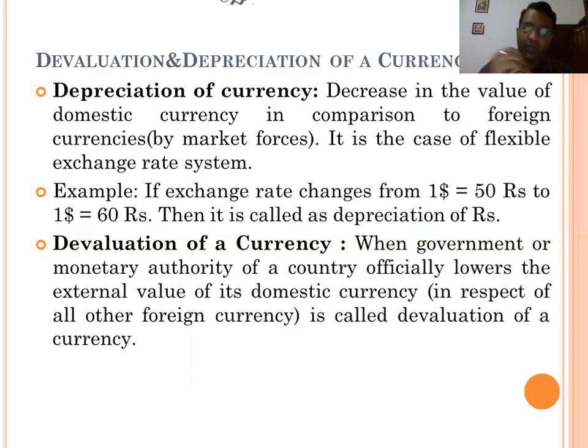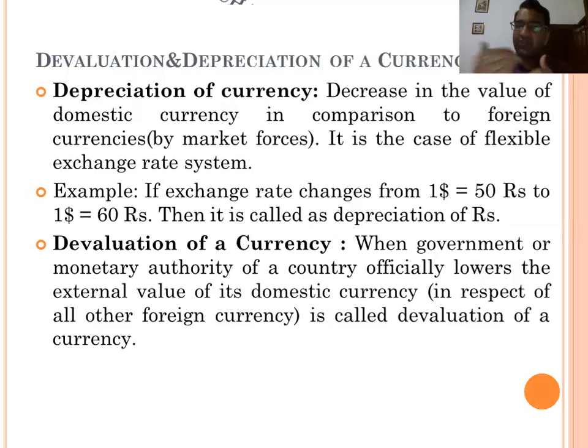Like in 1991, the government of India devalued the currency. At that time, they officially lowered the external value of the domestic currency in respect of all other foreign currencies. That is called devaluation of a currency. We can take the same example. Earlier we had to pay 50 rupees for $1. Now the government reduced the value of the domestic currency, and now we need 60 rupees to purchase the dollar. That is called a devaluation. The basic difference between depreciation of currency and devaluation is that depreciation arises by market forces, but devaluation arises by the government authority or any other monetary authority in the country.